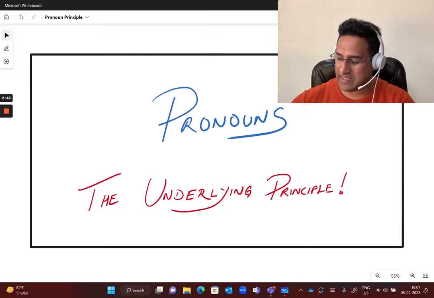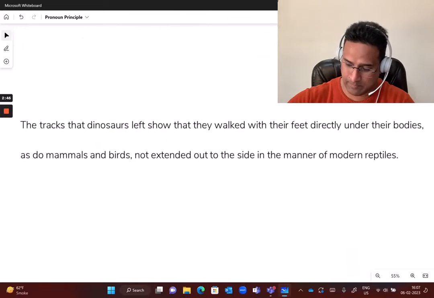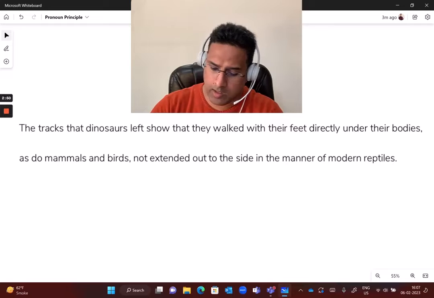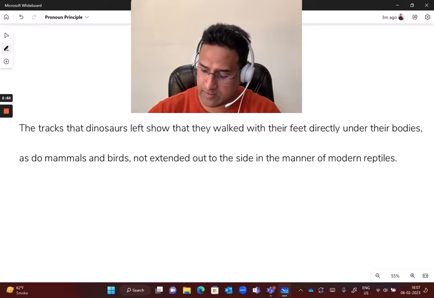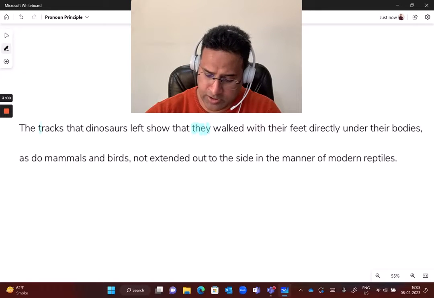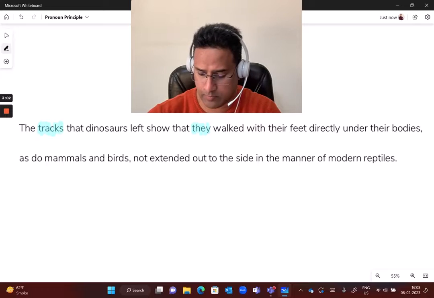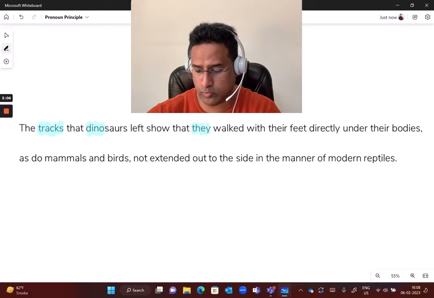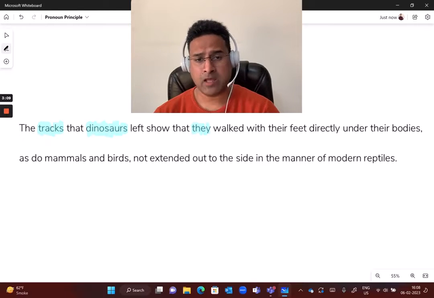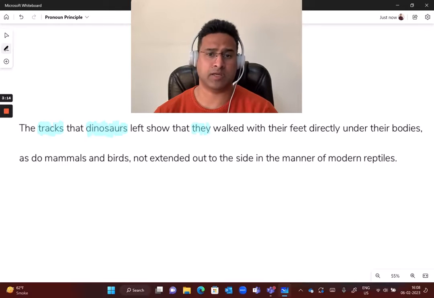Now let's start by taking a look at one such example of an SC question on pronouns. As you can see, this sentence contains the plural pronoun, they. And what's more, there are two potential antecedents of this pronoun. In other words, two plural nouns, tracks and dinosaurs. So the question at hand is, is this pronoun ambiguous, or is this sentence wrong because it has a pronoun error in it?